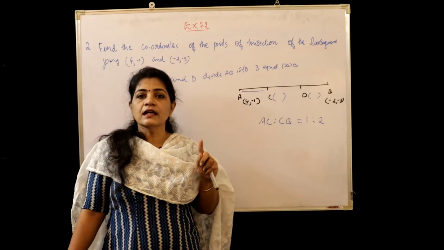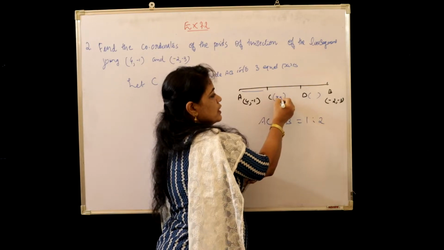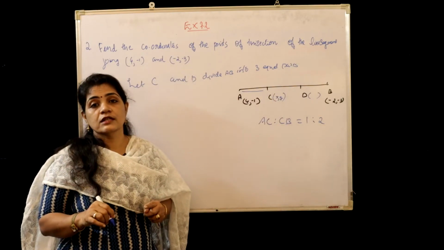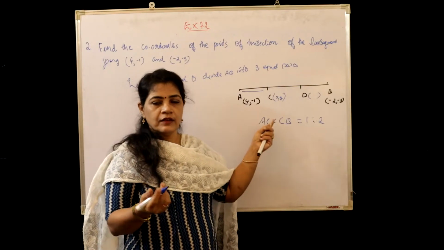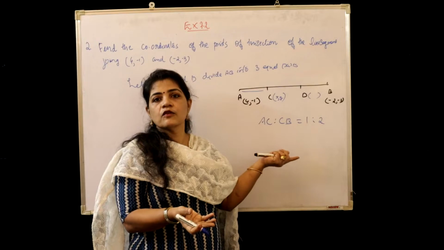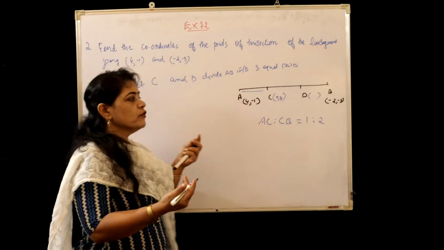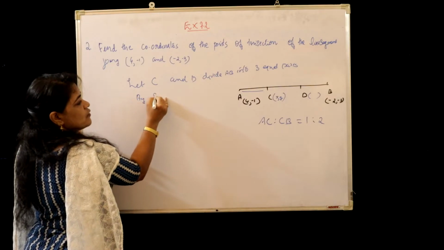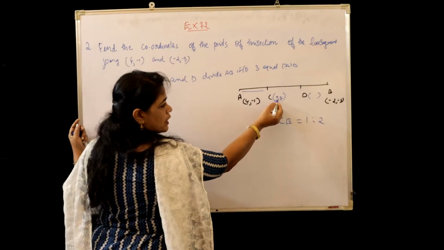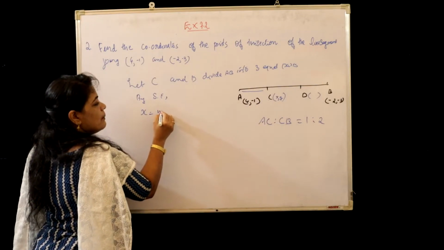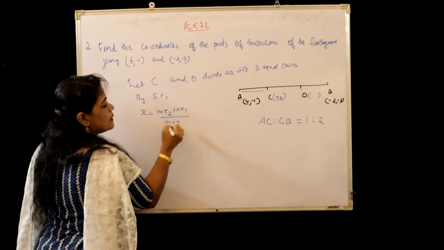So we need the coordinates of C. Let it be (x, y). First we are going to find x, y, the coordinates of C. We now have the ratio, and the section formula is the required formula to get the answer for this question. Section formula: x, that is the x coordinate of C, is (mx2 + nx1) divided by (m + n).